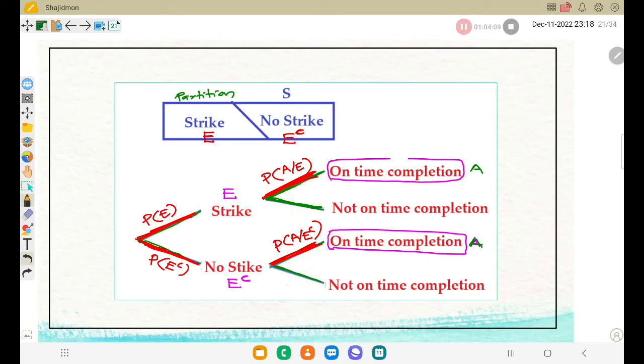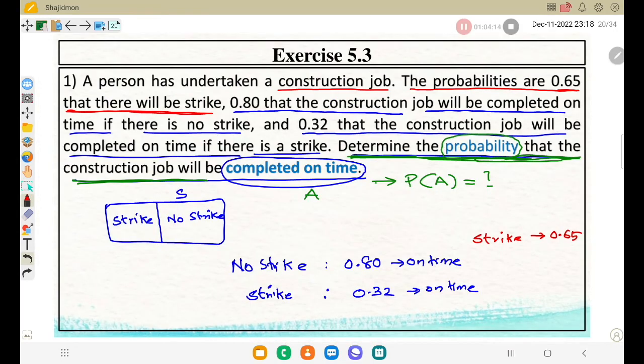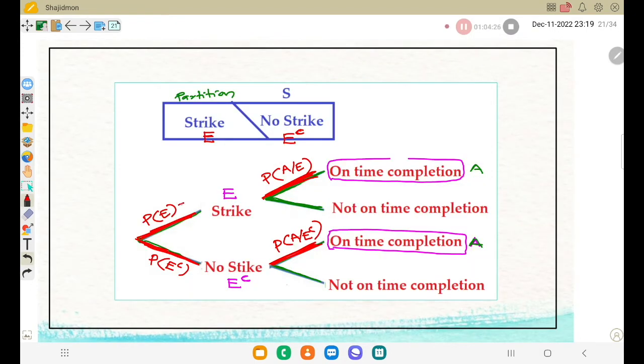So let me start with the first, probability of E, correct? You can see the question now. What is the meaning of probability of E? E means strike, probability of strike. I wrote here, what is the probability of a strike? 0.65, correct? So probability of E means 0.65. I can write here probability of E equal to probability of a strike in the construction field, which is 0.65. Hope you understood, correct?